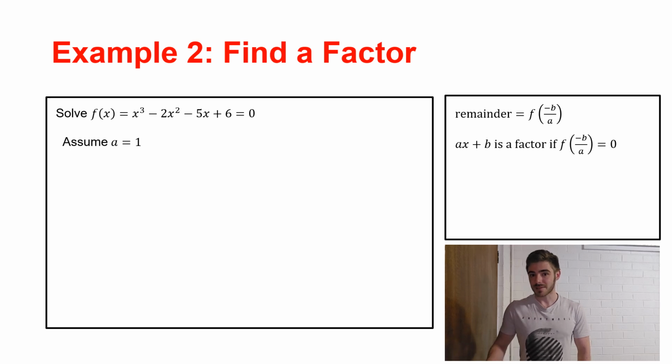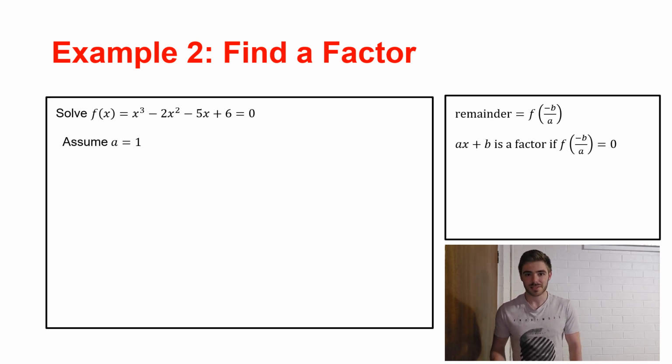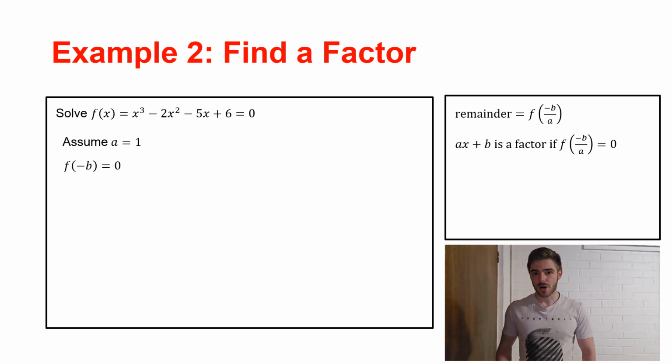If a could be anything, then the number of guesses are potentially limitless, and it would take forever. It wouldn't make for a very accessible test. So the assessors make life easier on you by just setting a equals 1. When we assume that a equals 1, our factor theorem is just going to become f of negative b equals 0. Much simpler. The next thing to do is figure out what b is through trial and error.